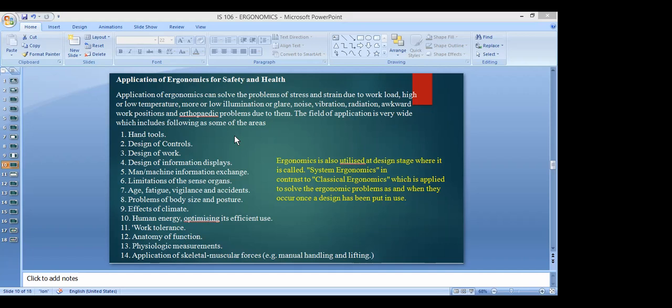Then some of the tools, these are the various areas where ergonomics can be applicable. For example, hand tools, design of controls. So design of controls, in the sense that the controls should be very accessible.